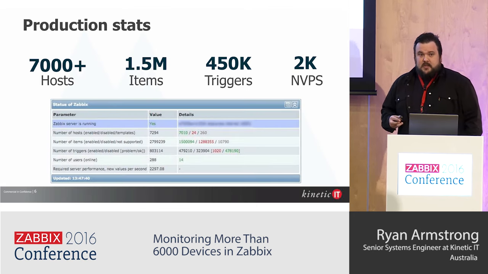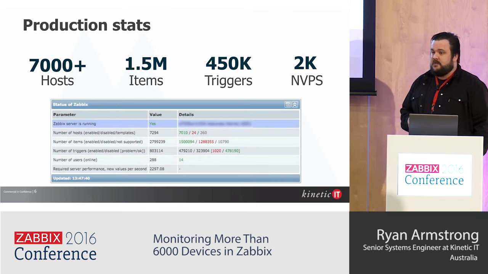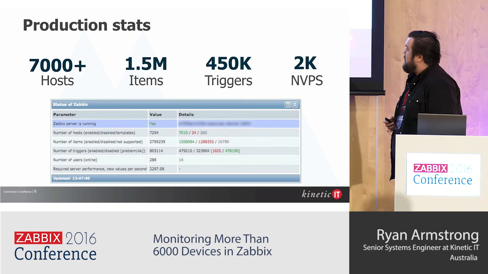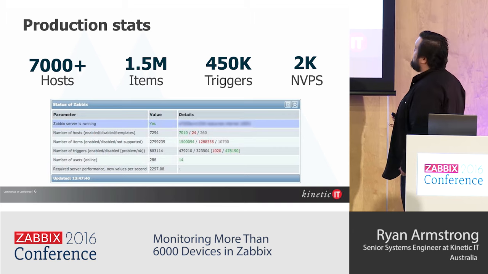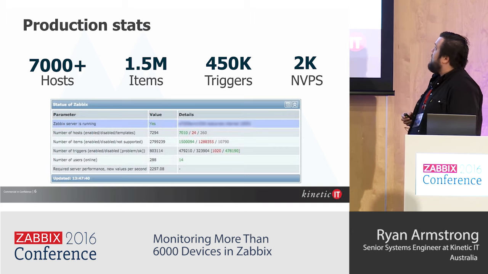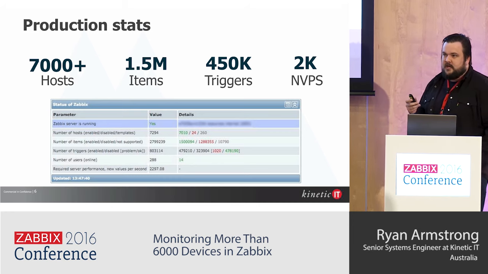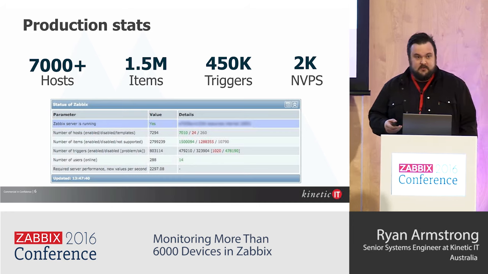Our Zabbix environment now monitors the whole lot. Every server in our environment is monitored via Zabbix, all 7,010 of them as at the time of this screenshot. About 1.5 million items, 500,000 triggers, and a modest 2,000 values per second. We tend to do most of our checks every 5 minutes, so that's why our values per second is moderate.